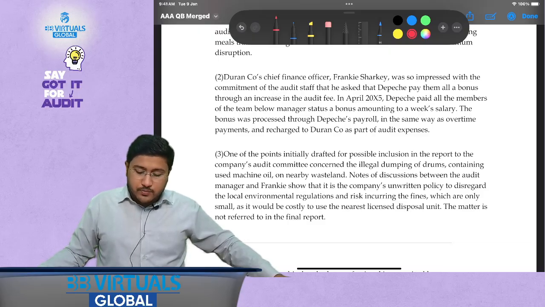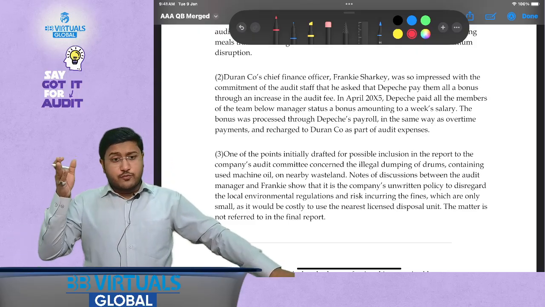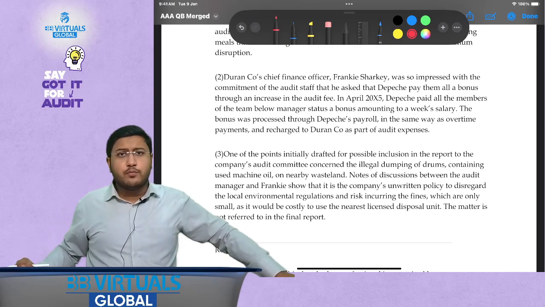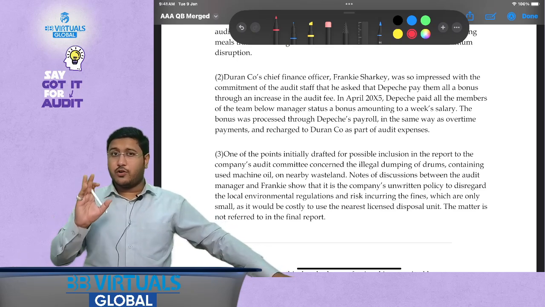that he asked that Depeshe pay them all a bonus through an increase in the audit fee. So the firm would increase the audit fee of this particular time, and that money will go on to pay off the bonuses of these people. Now this is somewhat which gives threat.